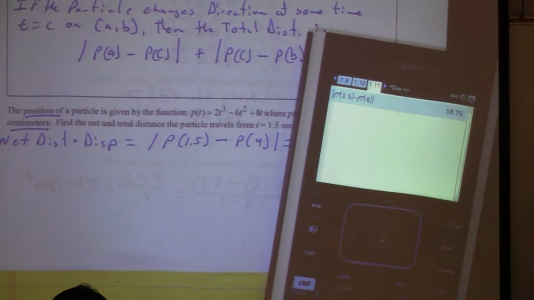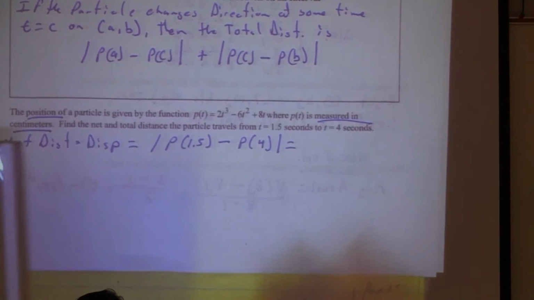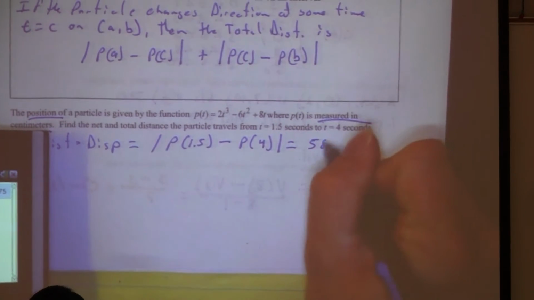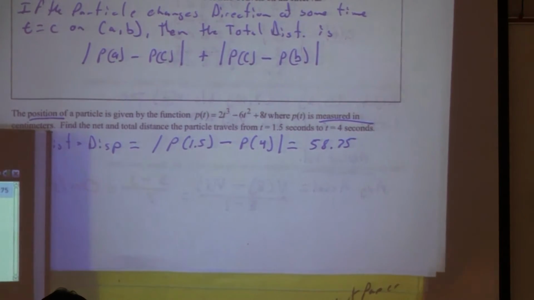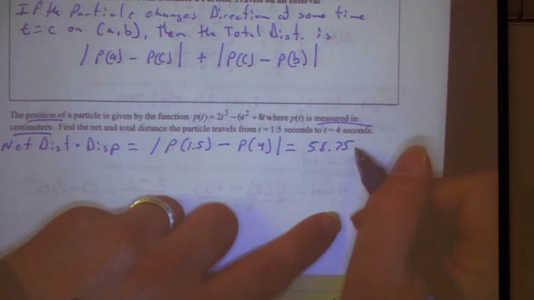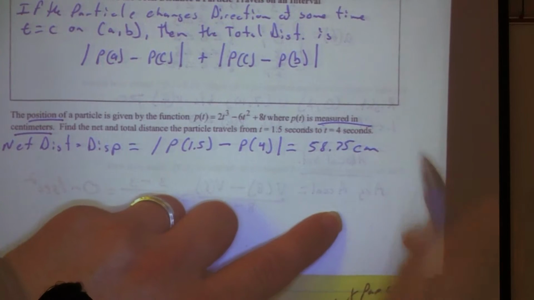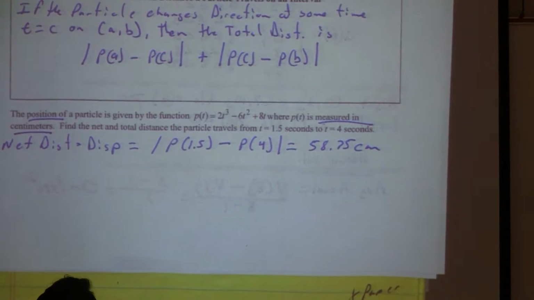Pretty cool? I don't have to store the numbers and I don't have to find out what they are and then subtract them. I could just technically store the equation, right? And then use that equation to evaluate. Pretty good? So here we get 58.75, and what would be my units? Centimeters, because it's a displacement.